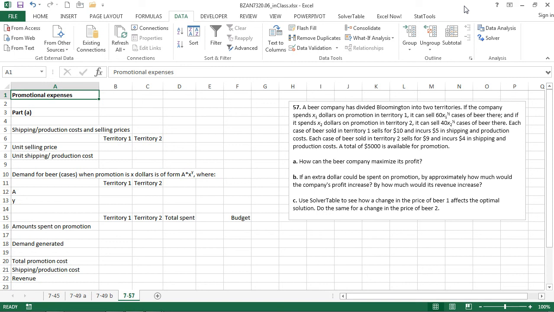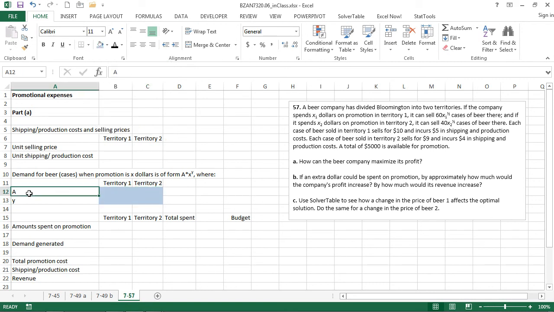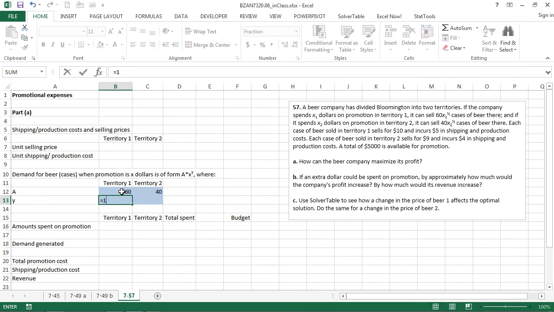So let's go ahead and plug the values in here. All right. So this first table that I'm going to fill out, and this is what you need to be thinking of when you're doing this, I've got my constant A and my value Y, where A is the constant of proportionality and Y is the exponent. So for territory one, A is what? 60. And for territory two, it's what? 40. And Y in both cases is what? 1/2, right?